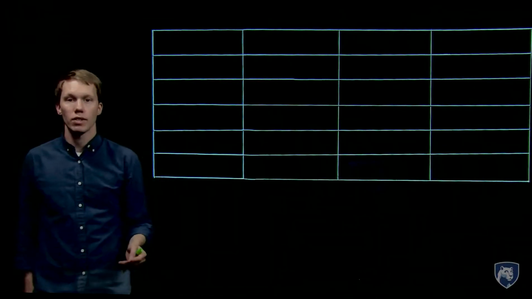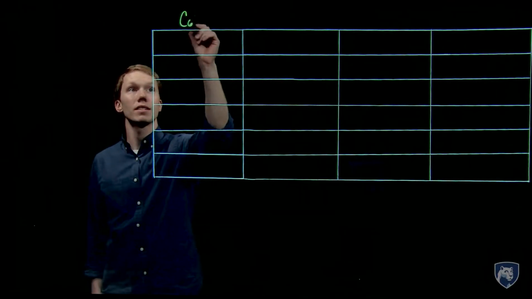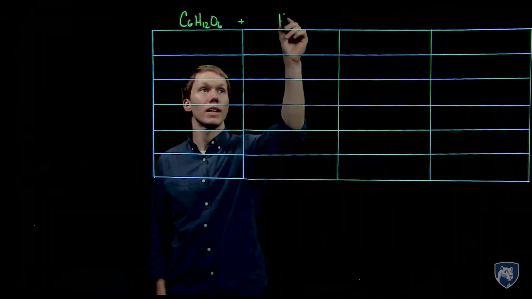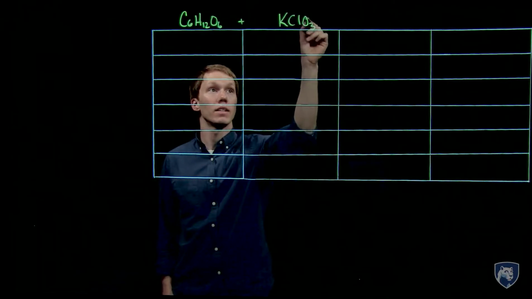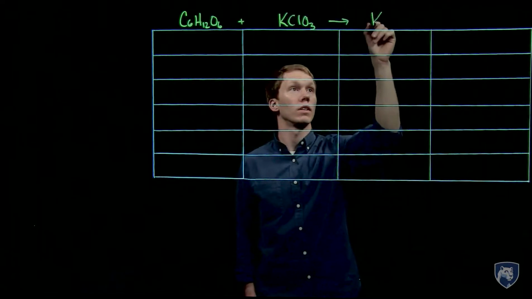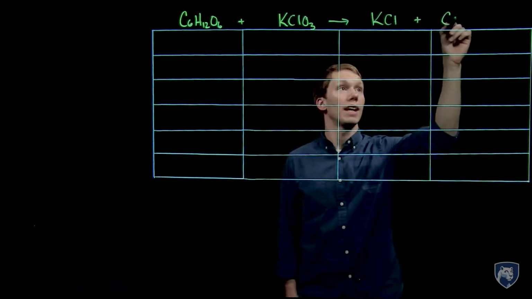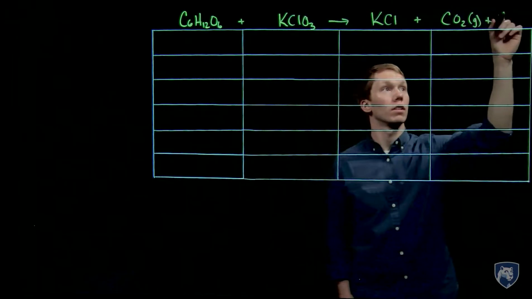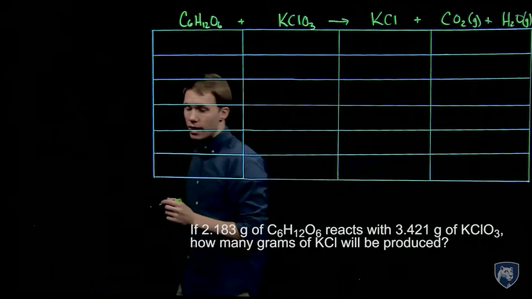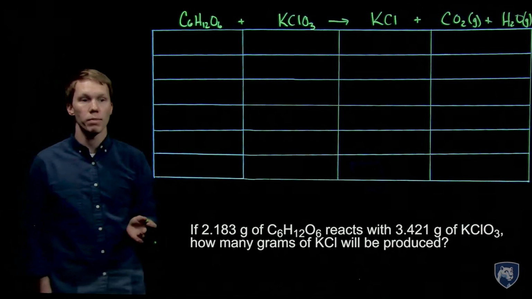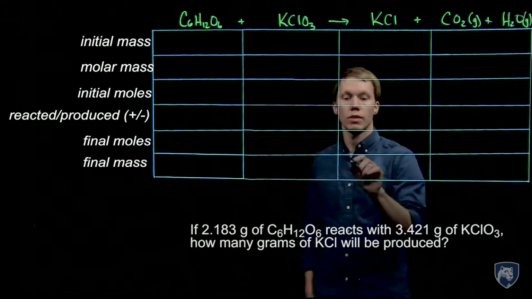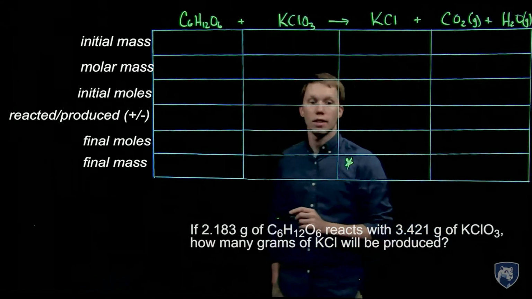In the chemical reaction that we're going to look at, sugar, C6H12O6, will react with potassium chlorate, KClO3, to give KCl, CO2, and water. The question that I'm asking is how many grams of KCl will be produced? So if I put in my labels, I want to know the mass of KCl that's going to be given up.